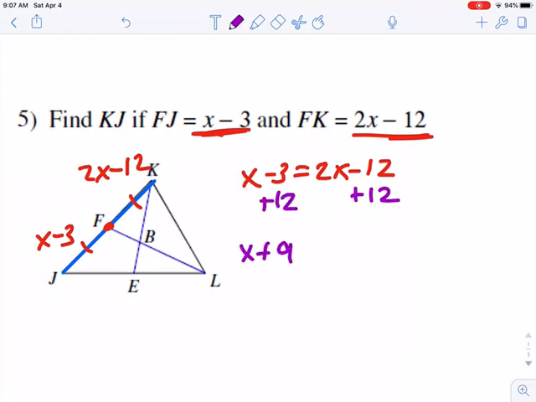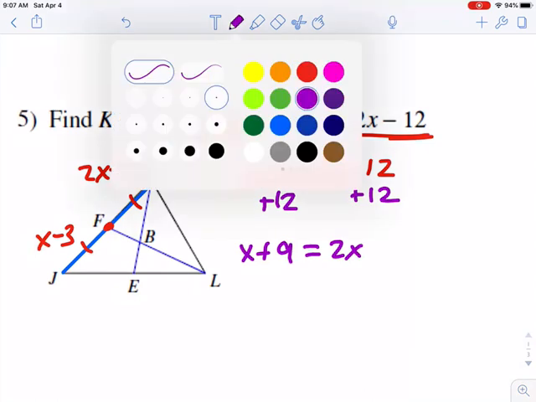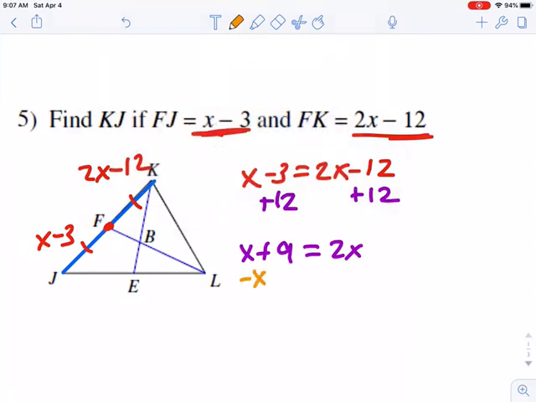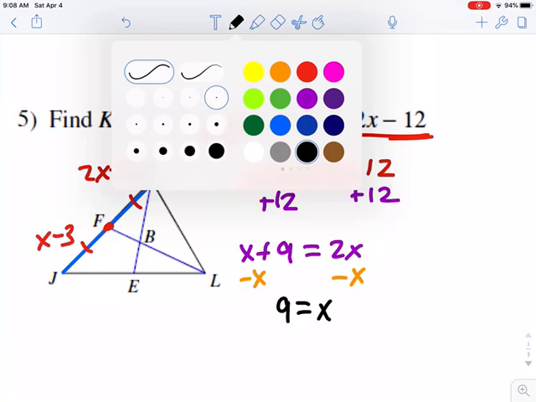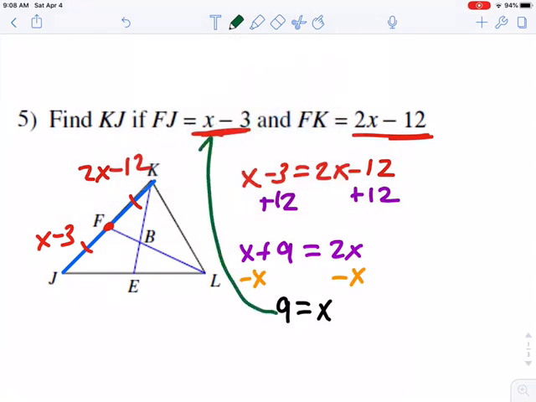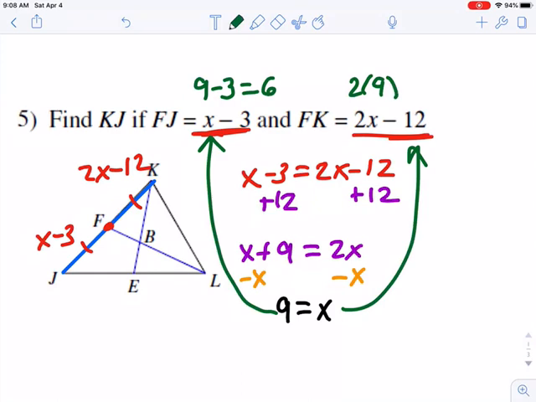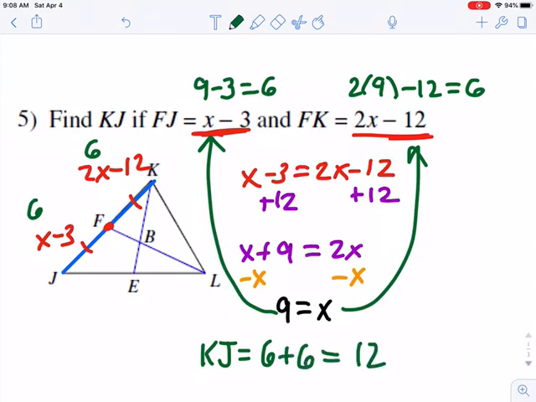So we're going to x plus 9 equals 2x. Subtract x from both sides. And then 9 will equal x. So it said find KJ. There's a couple ways I can do this. I can plug in 9 here and there, which I kind of like to do. Why? Because if I get the same number both times, it tells me I did very good math. And spoiler alert, both sides are 6. So the whole thing, KJ, the whole stinking thing, is going to be 6 plus 6, which equals everyone's favorite number, 12.